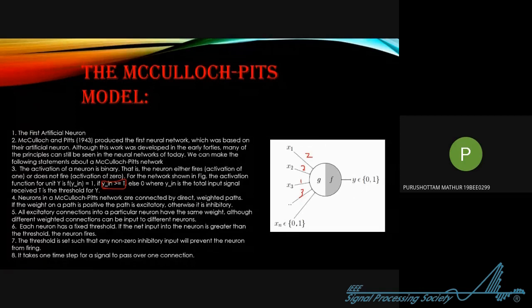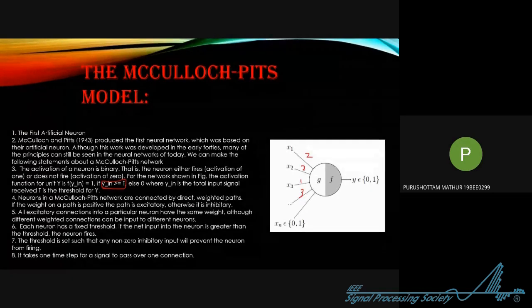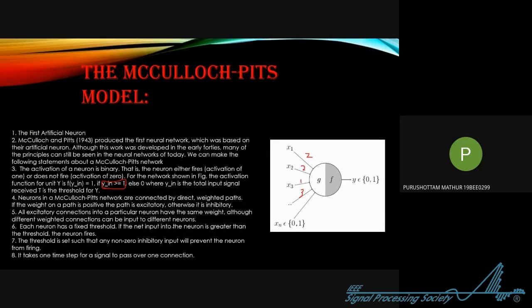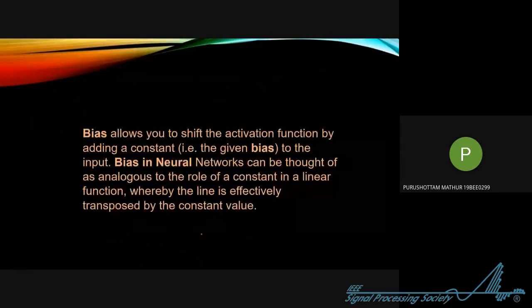So that's the thing. Each neuron has a fixed threshold. If the net input into the neuron is greater than the threshold, then only it fires. It takes one time step for a signal to pass over one connection to another, so it's not important.